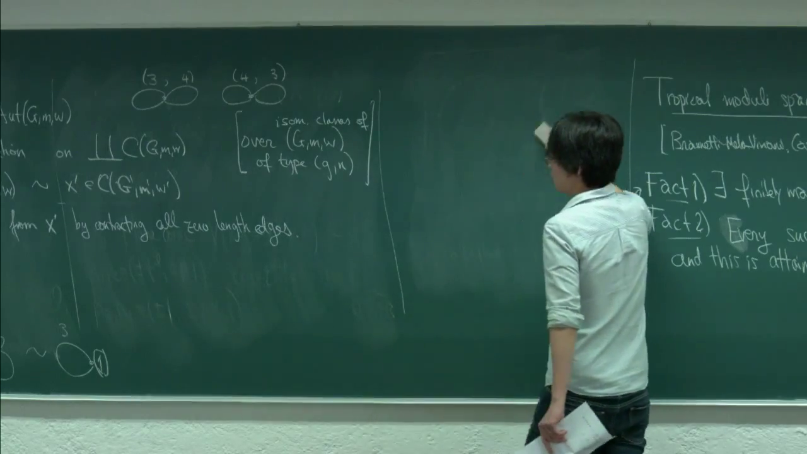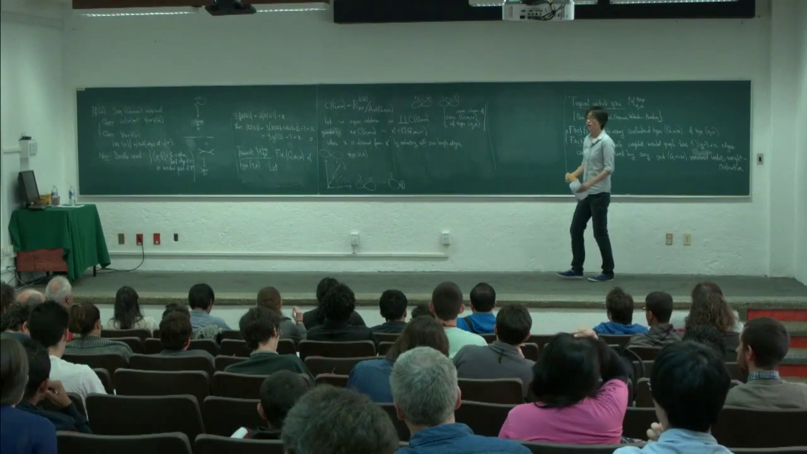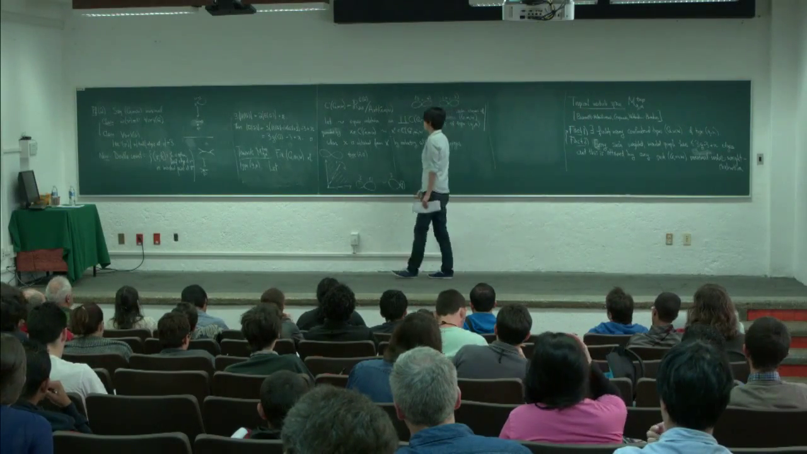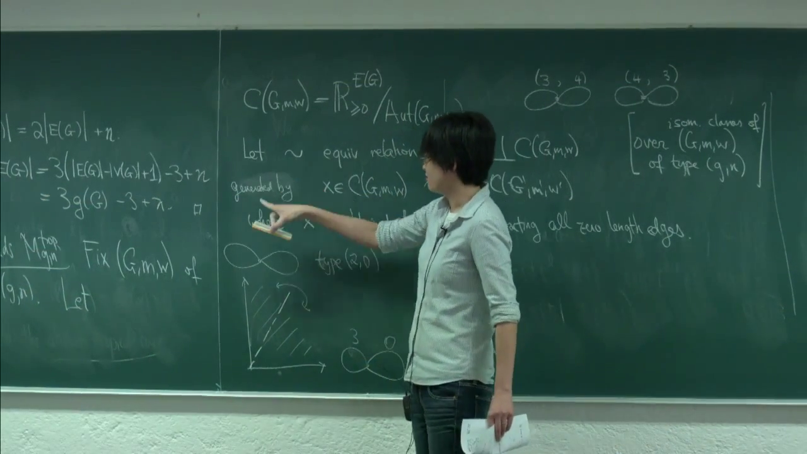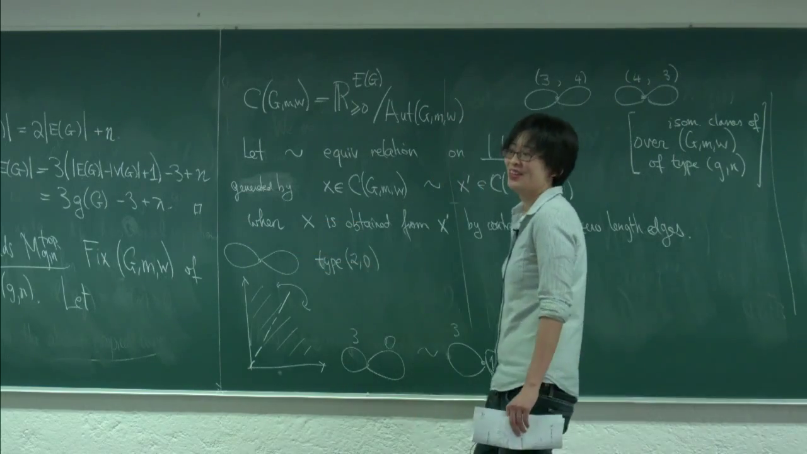Don't you want to contract the zero-length edges of x as well? I mean, both contractions are the same. Yes, so that's why I carefully wrote this is an equivalence relation generated by these. Yeah, thanks.